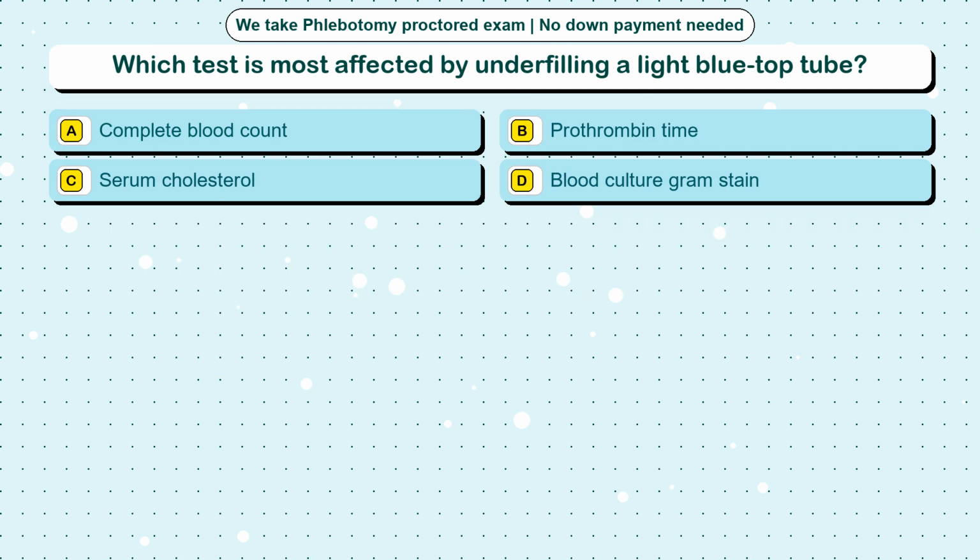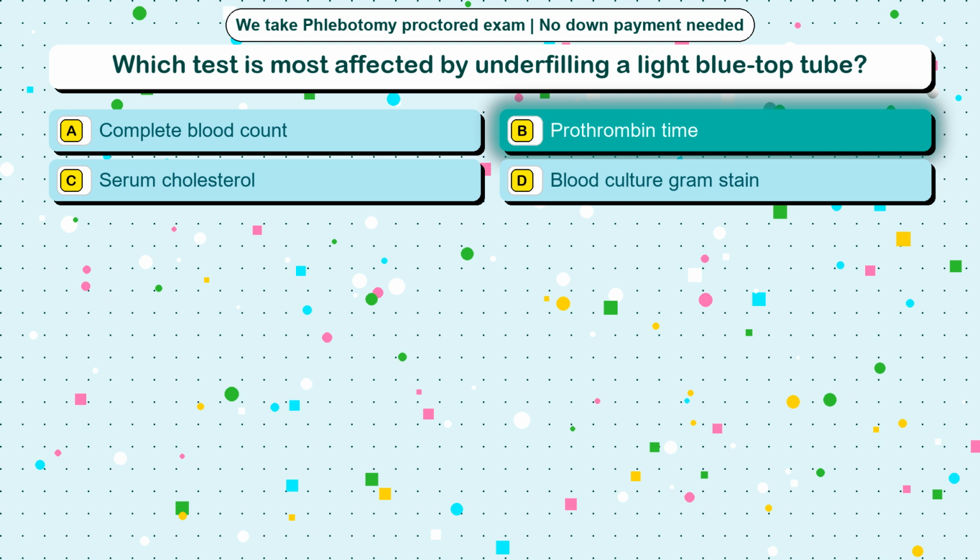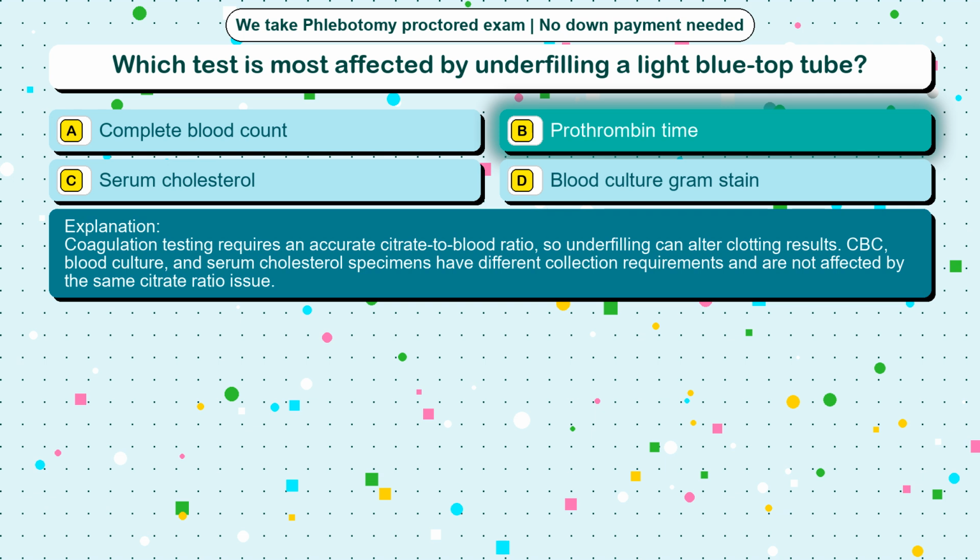Question 42. Which test is most affected by underfilling a light blue top tube? Option A. Complete blood count. Option B. Prothrombin time. Option C. Serum cholesterol. Option D. The blood culture gram stain. The correct answer is option B. Prothrombin time. Coagulation testing requires an accurate citrate to blood ratio, so underfilling can alter clotting results.